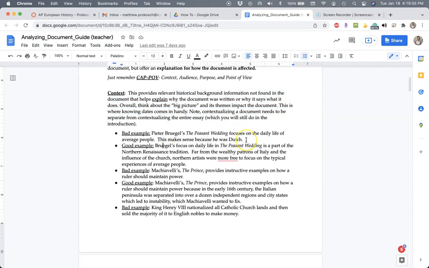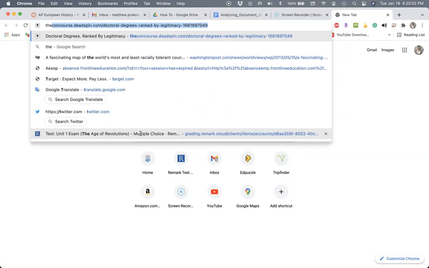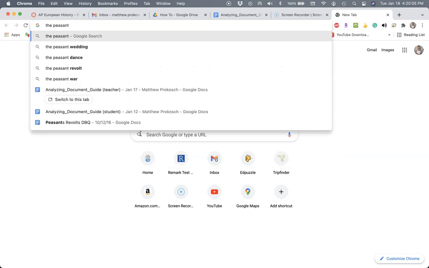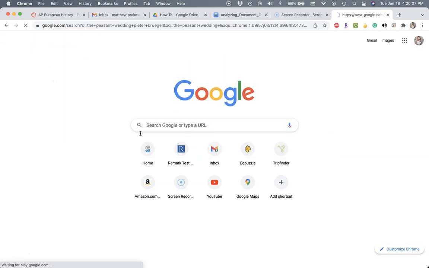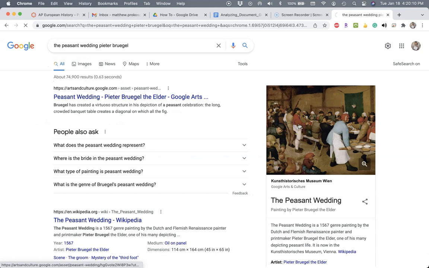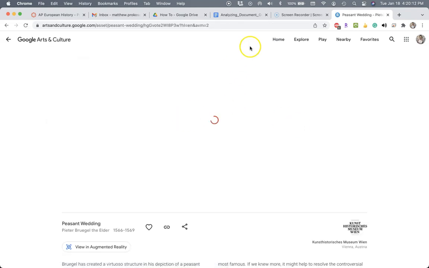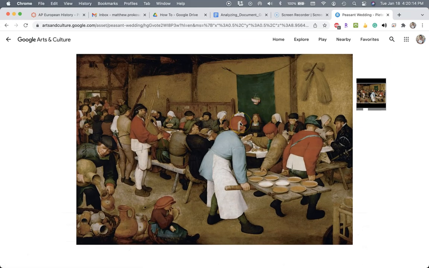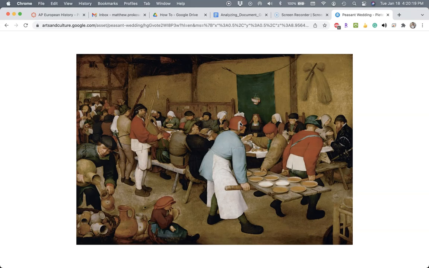All right, let's look at some bad examples. First, I show you an example with the Peasant Wedding by Bruegel. Let's look at that quick to remind yourself. All right. Thank you, Google Arts and Culture, for being awesome as usual. This is a typical Northern Renaissance painting by Peter Bruegel the Elder. We know that in the Northern Renaissance, art often showed elements of everyday life. What are regular people doing in this time period? And Bruegel was particularly well known for showing that.